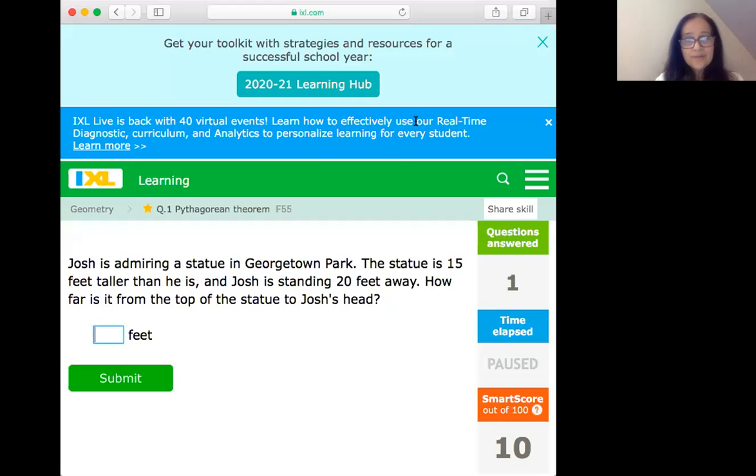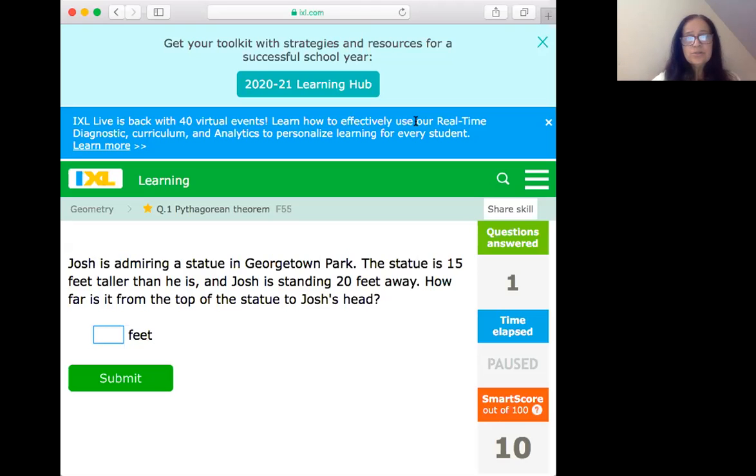Josh is admiring a statue of Georgetown Park. The statue is 15 feet taller than he is. And Josh is standing 20 feet away. How far is it from the top of the statue to Josh's head?